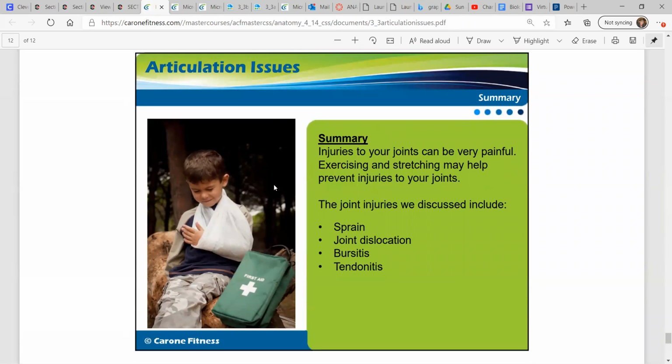But that's the end of the articulation section. To summarize, injuries to your joints can be super painful. Exercising and stretching may help prevent joint injuries.